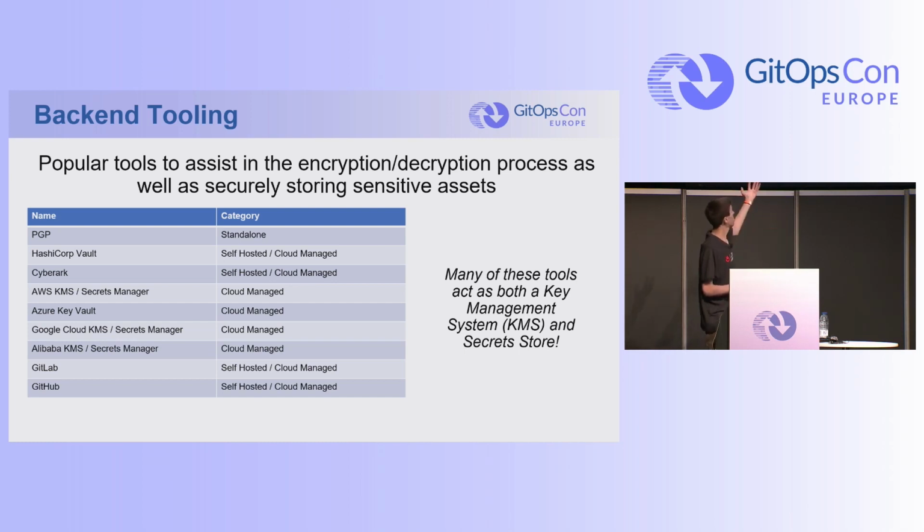HashiCorp Vault is a corporate option that has self-hosted and cloud management. If you're in one of the 3 major cloud providers, each one of them has a secrets management tool. You also have the CI tools, GitHub and GitLab. They also offer secrets management capabilities. You have options out there. See which one makes the most sense for you and your organization. One of the benefits is some of these tools do offer dual capabilities of being a KMS, so you can take advantage of the key management facilities provided by these tools. Azure is one of them.